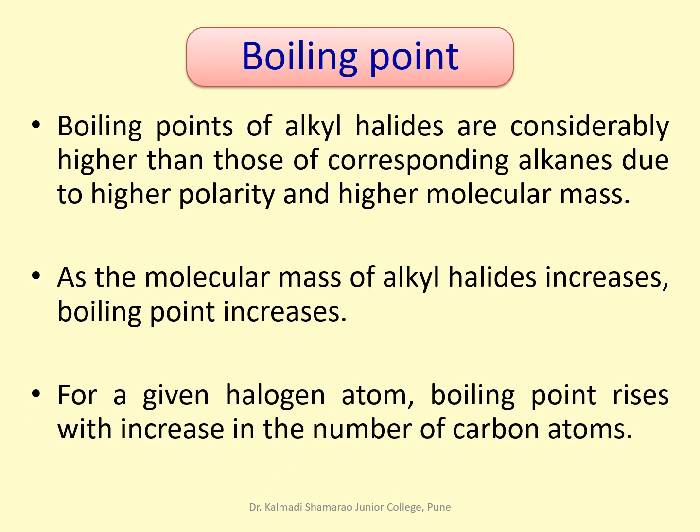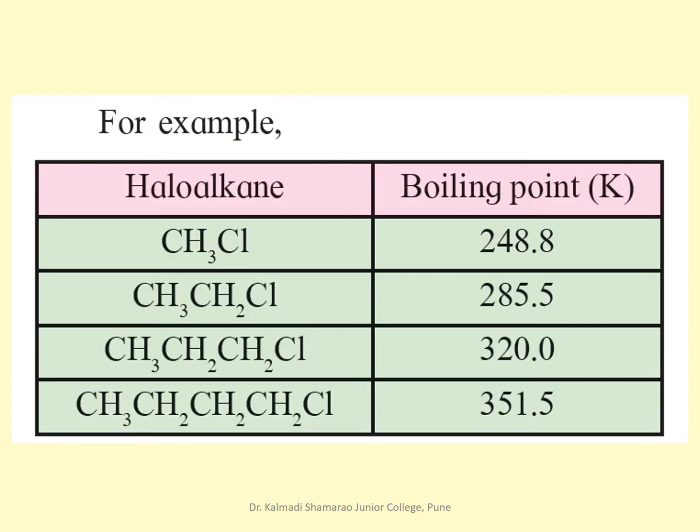For a given halogen atom, boiling point rises with increase in the number of carbon atoms. Let us see examples. As the number of carbon atoms in the molecule increases, molecular mass increases and hence boiling point increases. So you can see here, as we go from methyl chloride to butyl chloride, boiling point goes on increasing.